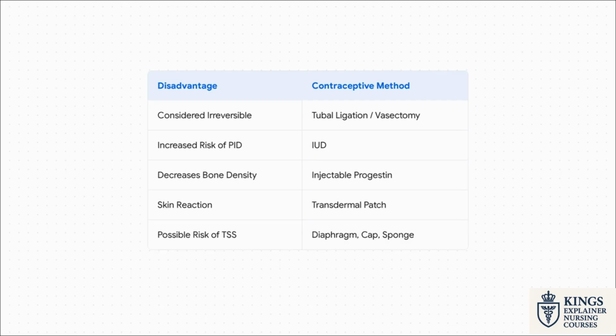The NCLEX says irreversible. You say? Tubal ligation and vasectomy. Good. They say decreases bone density. You say? Depo-Provera. Yes. They say risk of toxic shock syndrome. You say? Diaphragm, cap, or sponge. Perfect. See how this works? Use this to build those instant connections in your brain.